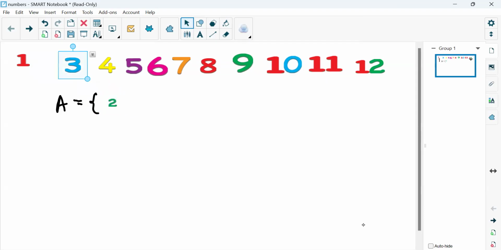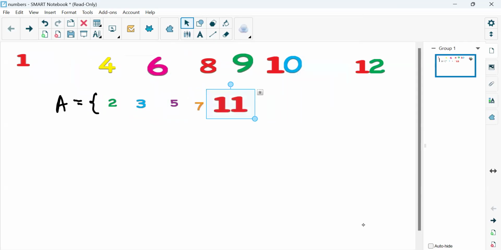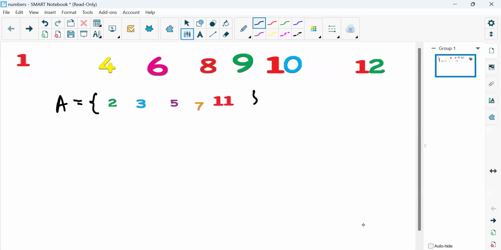Who else is there? We can also take 3. We can take 4, but 4 doesn't play in this game. We take 5. We take 7. And we also take 11. These are the sets of A. You are going to give yourself a mark for the set of A. So you have 2, 3, 5, 7, and 11.